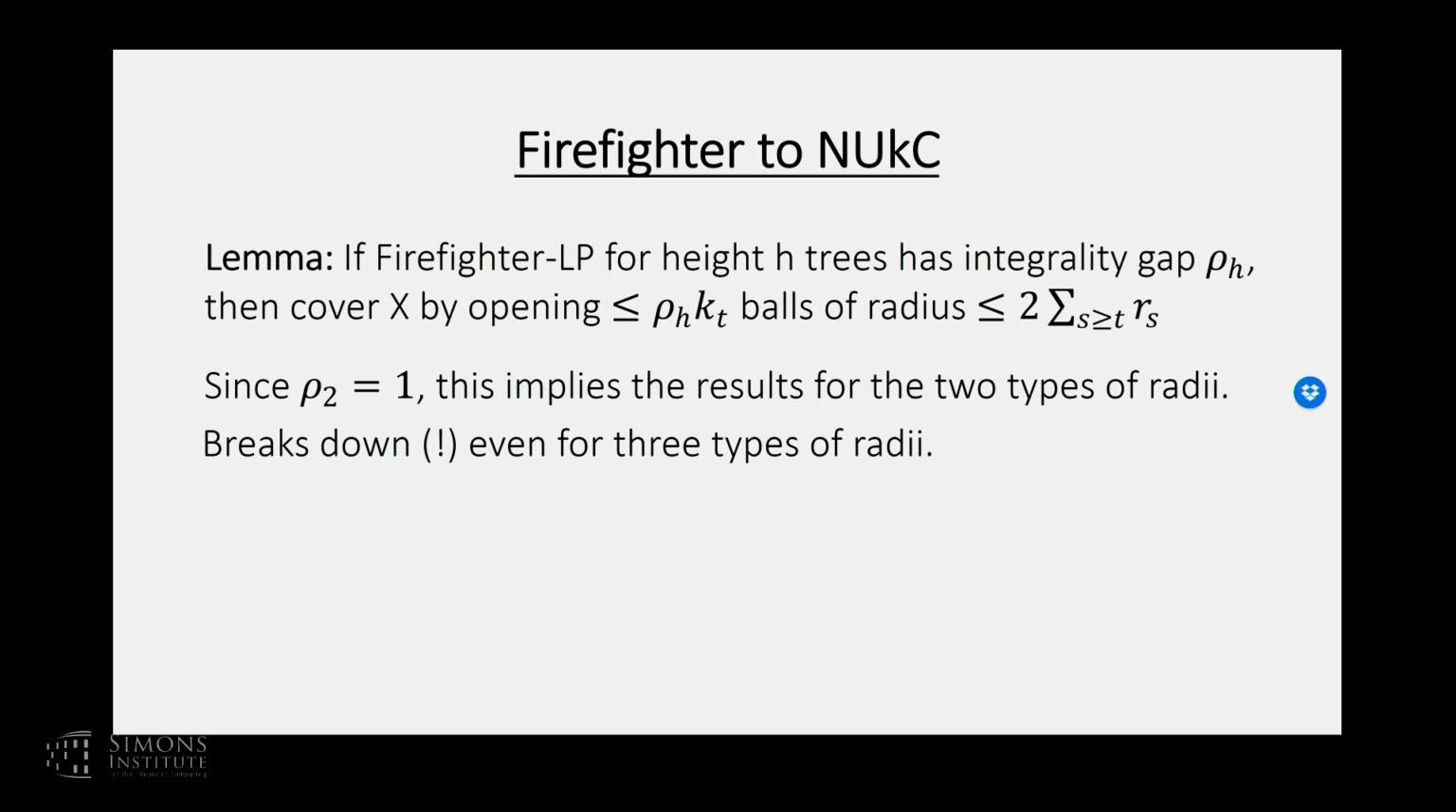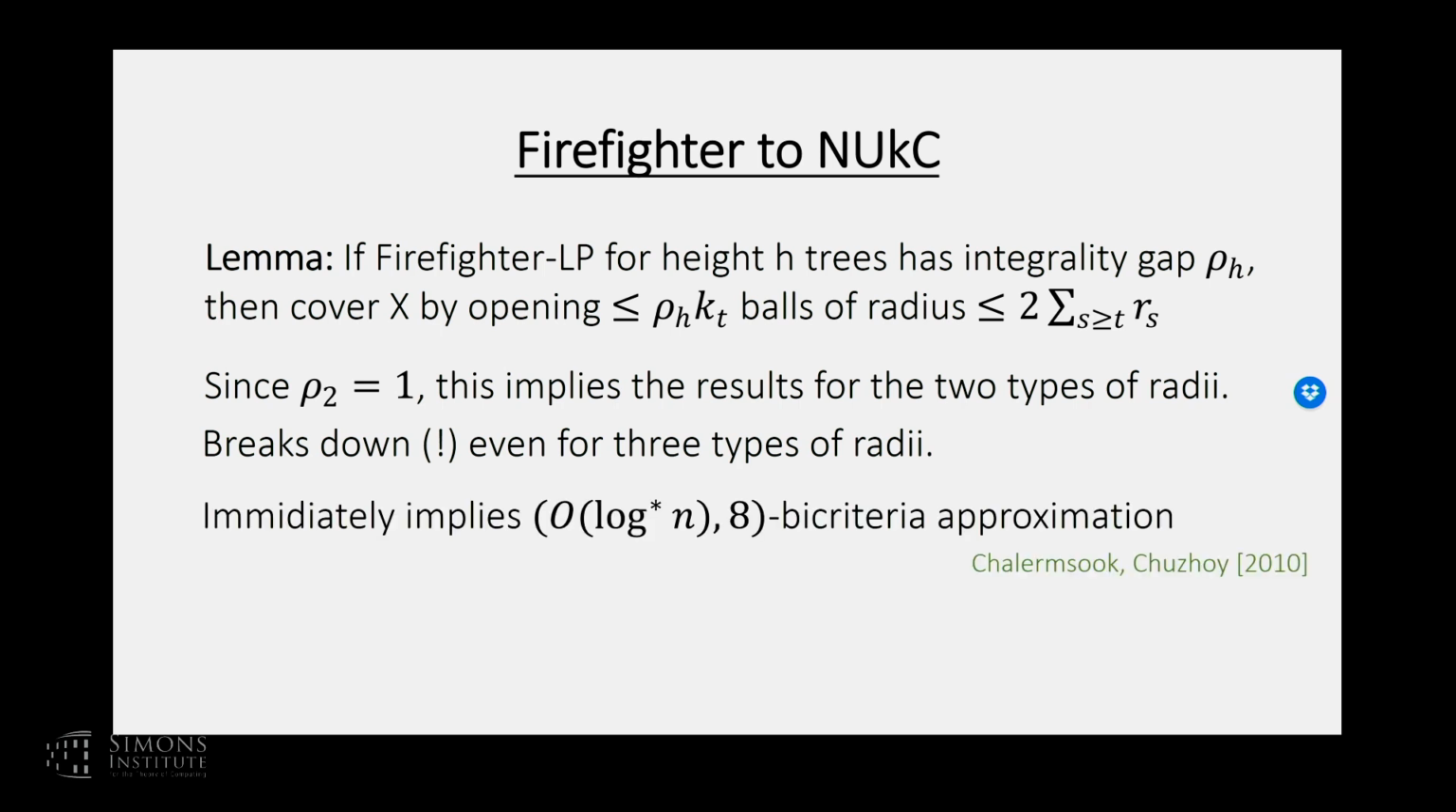This breaks down at 3 types of radii because I think for the firefighter problem, the integrality gap is not 1 even for height 3 trees. Definitely not for height 4 trees, but maybe not even for height 3 trees. So it breaks down very soon. So this approach won't work for the problem that I said. And again, in general, for any tree, the integrality gap is log star n.